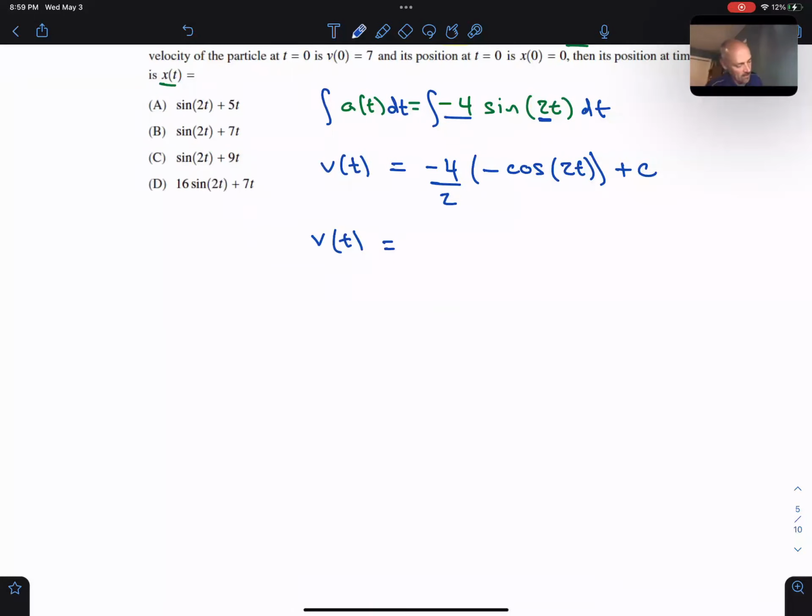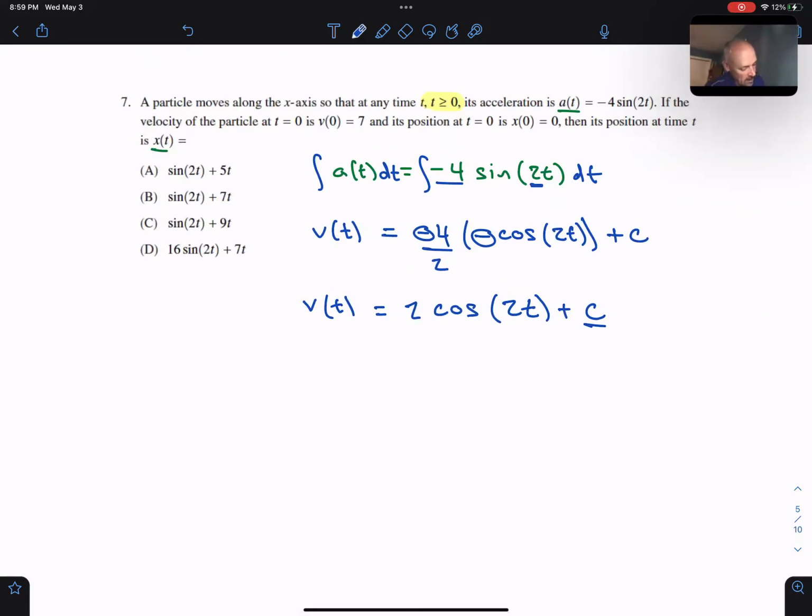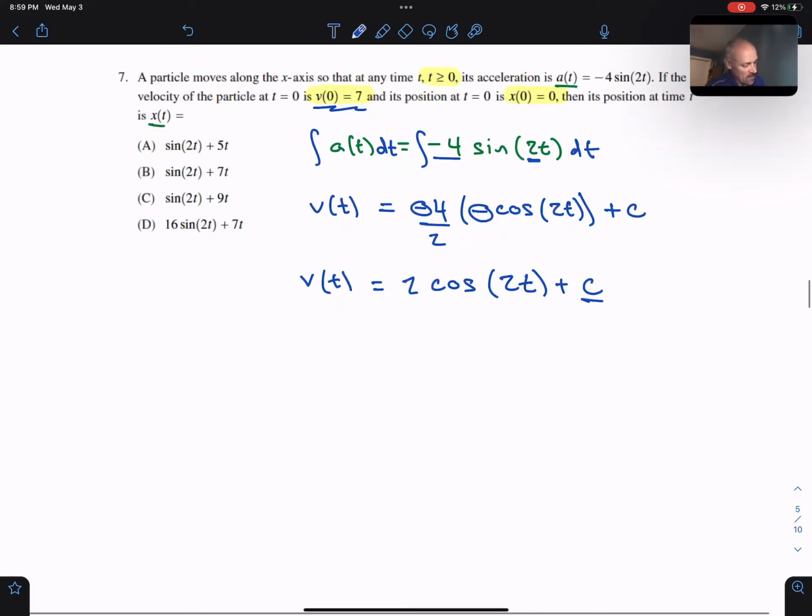Okay, good save. So now I've got a negative here, a negative here, it's going to cancel out. I'm going to have 4 over 2, that's going to be 2, and then cosine of 2t plus C. Now, how do we get a value for C? Well, that's why they give us two initial conditions. They give us a velocity at time 0 is 7, and they also tell us a position at time 0 is 0. So we're going to use the velocity initial condition, v at 0 equals 7.